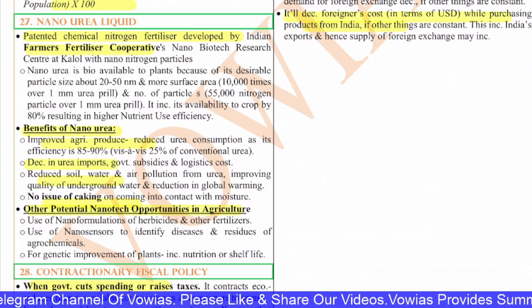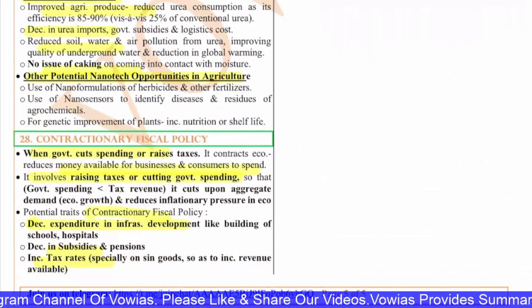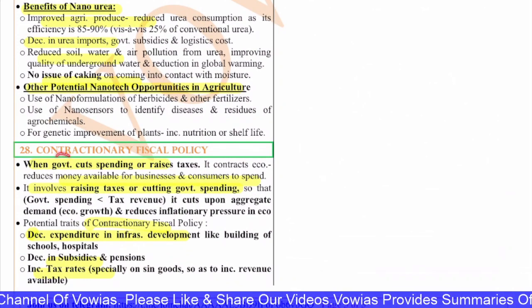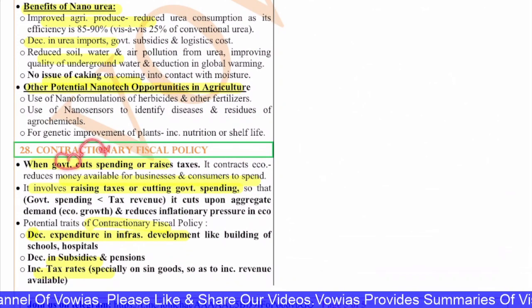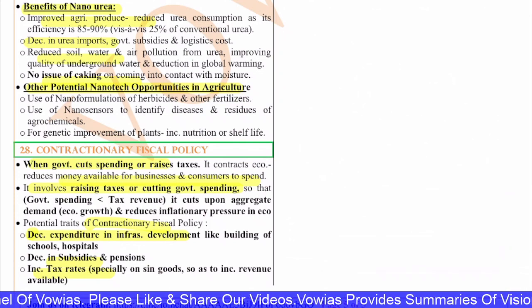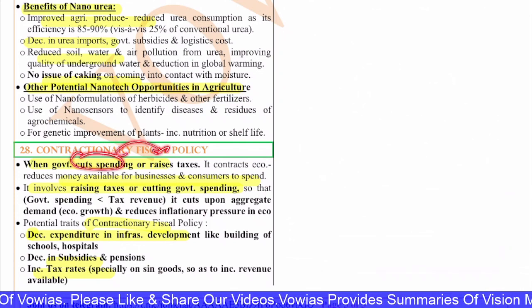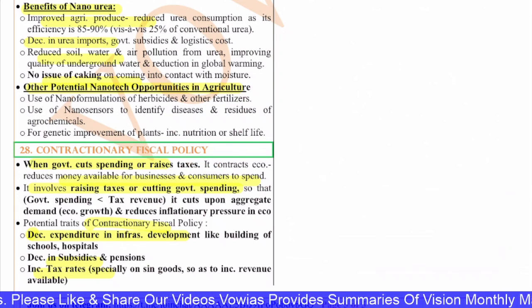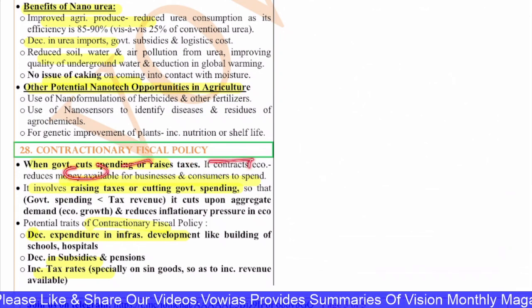Now the 28th question is on contractionary fiscal policy. Contractionary fiscal policy is when the government cuts its spending or raises taxes. When the government cuts its spending or raises taxes, that is called contractionary fiscal policy. It reduces the amount of money that is available for businesses and consumers to spend.